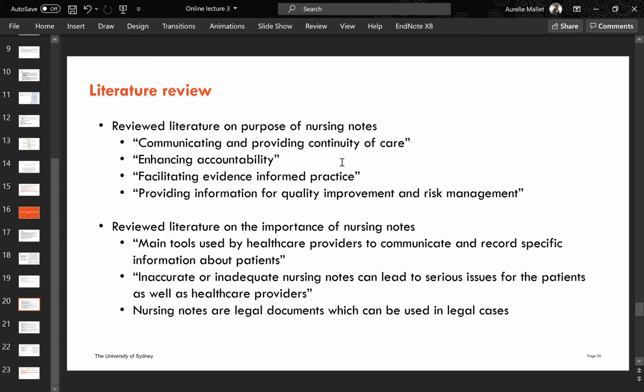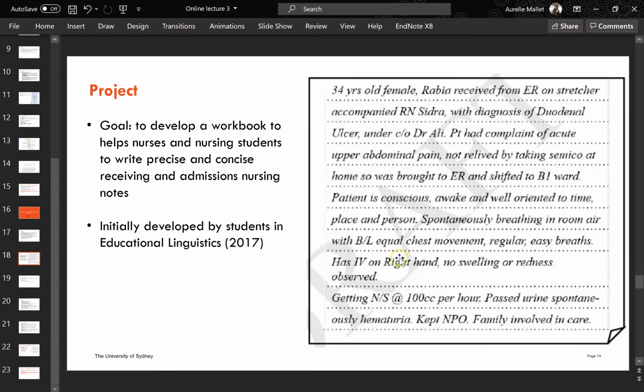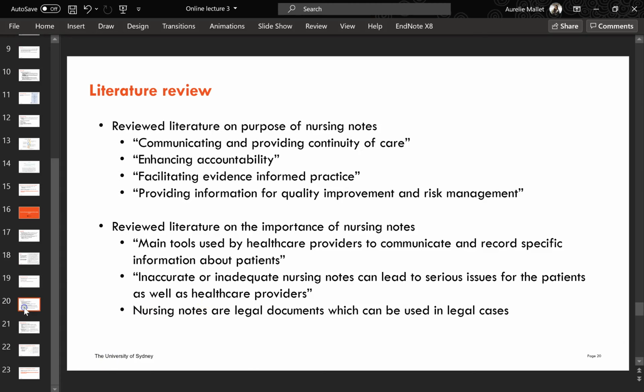So the purpose of nursing notes, another one, is facilitating evidence-informed practice. These nursing notes can also be used in training. For nurses that are training, they can be used as model text, just like the students use them as model text for the workbook.